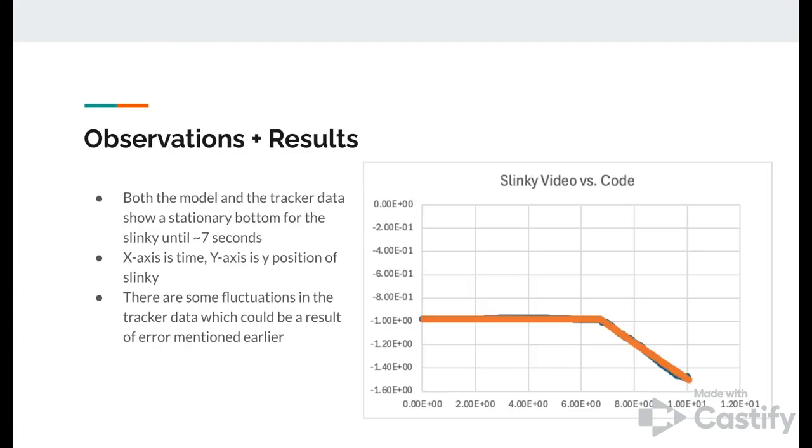Observations: this is both graphs plotted on the same Excel plot, and they both match up very well. There are some slight fluctuations in the Tracker data, which could be a result of the error mentioned earlier. The x-axis is time, and the y-axis is the y position of the Slinky. You can see it's sort of level because the bottom is stationary, and then it goes down in a linear fashion.